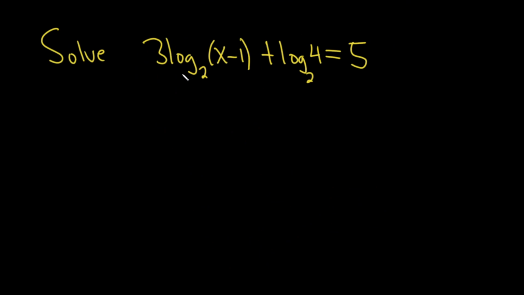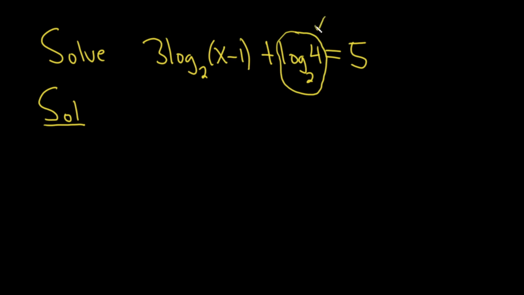Solve 3 times the log base 2 of x minus 1 plus the log base 2 of 4 equals 5. Solution. So when you first look at this problem, all kinds of thoughts might come to mind. One is maybe combining these logs, but then you realize you can't do that yet until you deal with the 3. But something else to notice here is that this expression here can actually be computed.